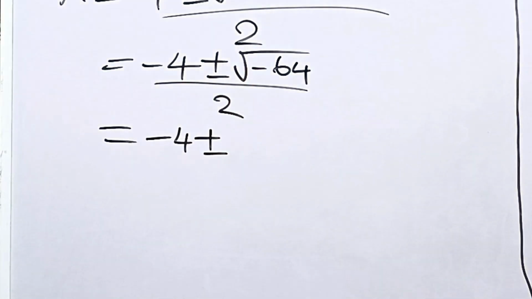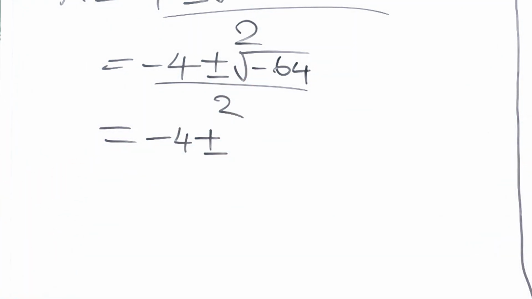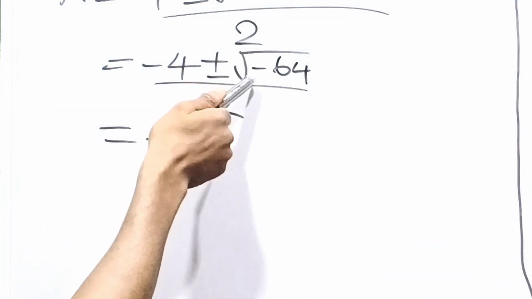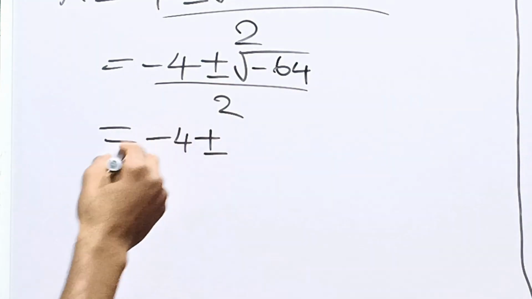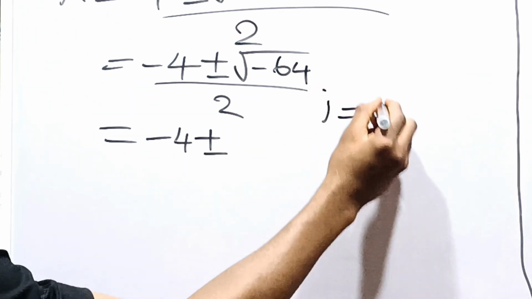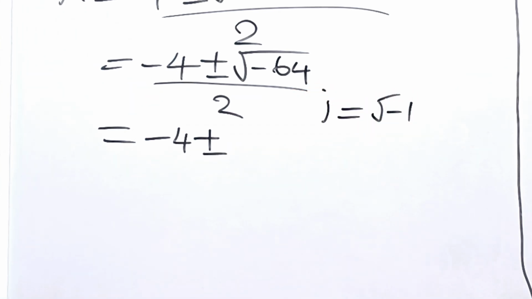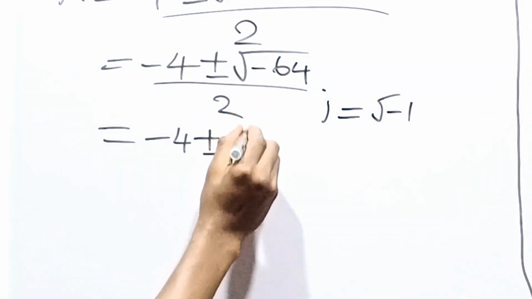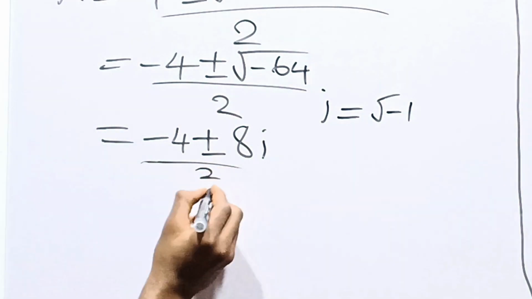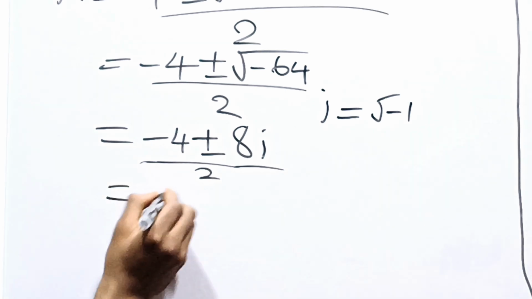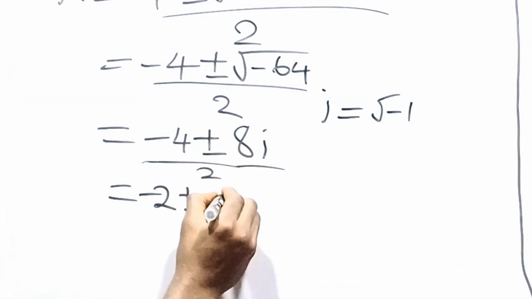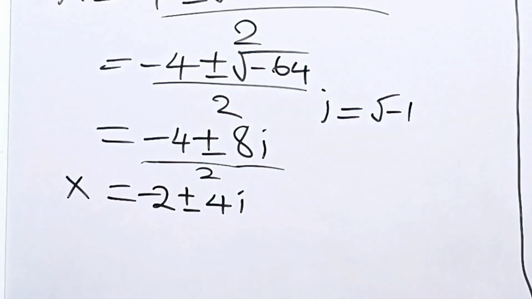When you have the root of a negative number, it's i times the root of the positive number. So the root of 64 multiplied by i. i simply means root of negative 1, so the i that we'll be using here is equal to root of minus 1. So we can say that this is now the root of 64, which is 8, multiplied by i, divided by 2. This is now equal to minus 4 divided by 2 is minus 2, plus or minus 8 divided by 2 is 4i. This is x.